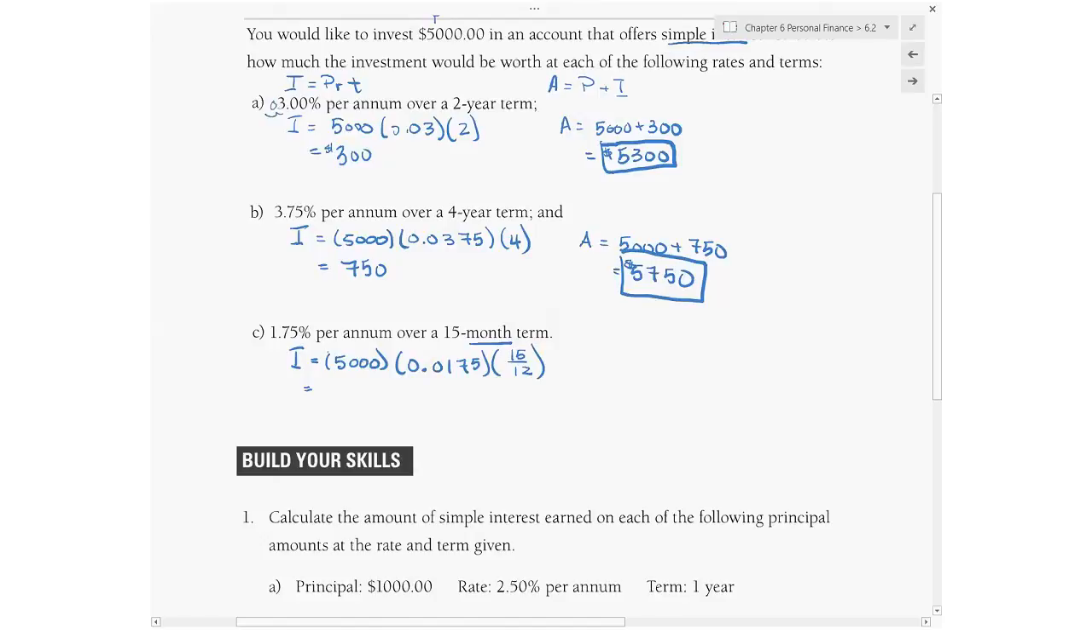So we do 5,000 times 0.0175 times 15 divided by 12, and we get $109.375. Well, that doesn't work. We don't pay partial cents, so it would be $109.38. Now the amount is still the principal, which is still $5,000. We add our interest, and we get $5,109.38.